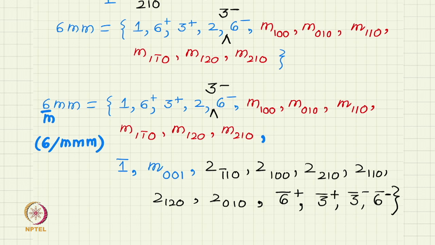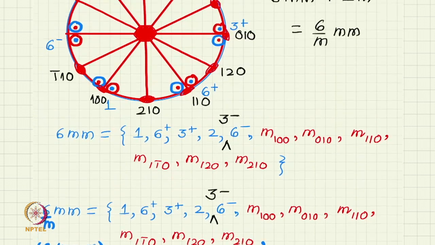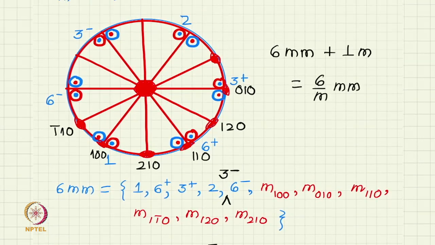So, our group of 24 operations is now done, and we are done with this series of point groups in which we have mirror planes both parallel and perpendicular to a given axis.